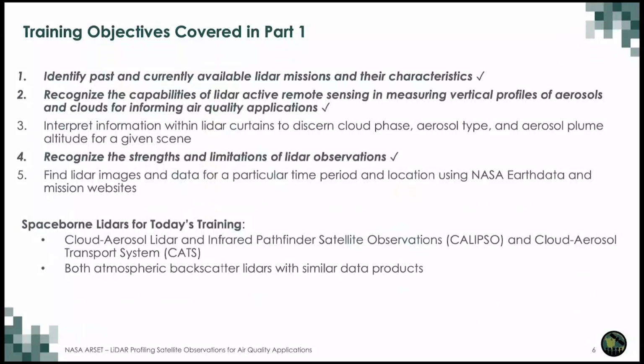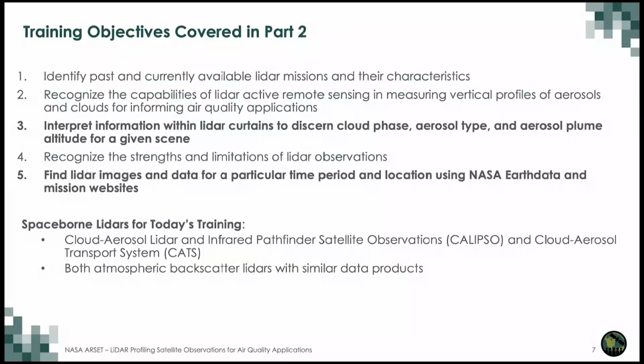So just a refresher of what we covered in part 1. In part 1, we identified past and currently available LiDAR missions and some of the differences between those different missions. We recognized the capabilities of LiDAR active remote sensing and measuring vertical profiles of aerosols and clouds, and how important they are for air quality applications. And we also focused on understanding the strengths and limitations of LiDAR observations.